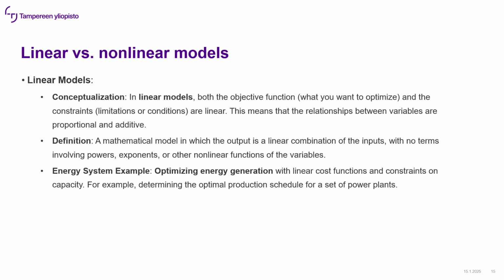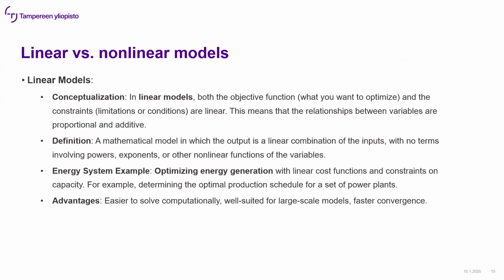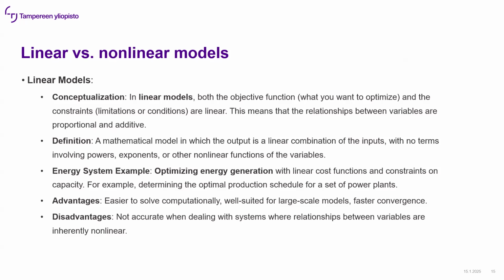Example, optimizing energy generation with linear cost functions and constraints on capacity. Optimal production schedule for a set of power plants. Easier to solve computationally. So if you have large models, most likely they are going to be these linear models. If we don't get these quantum computers up and running, we are going to be facing the fact that there is a calculation constraint in our machinery. But of course, they are not as accurate when dealing with systems with these really complex relationships.